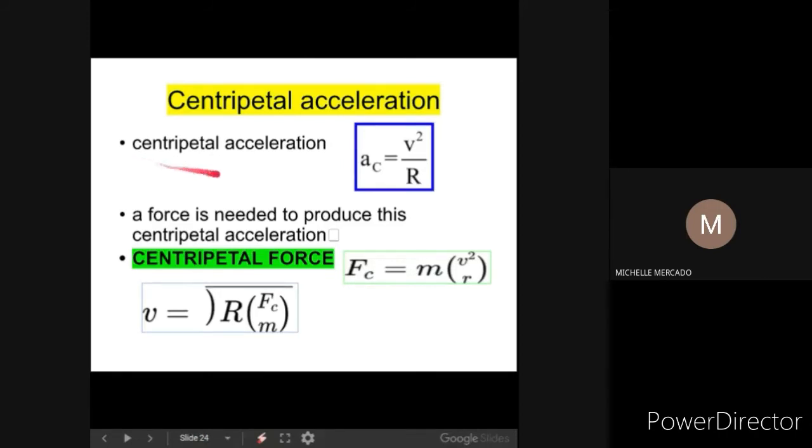Okay, in order to find the centripetal acceleration of an object, we're going to use this equation. So centripetal acceleration is equal to v squared divided by the given radius. Then ang gagamitin naman natin for centripetal force is centripetal force or the FC is equal to mass multiplied by velocity squared divided by the given radius. Then if we're going to find naman the velocity, velocity is equal to square root of radius multiplied by the centripetal force divided by the given mass.